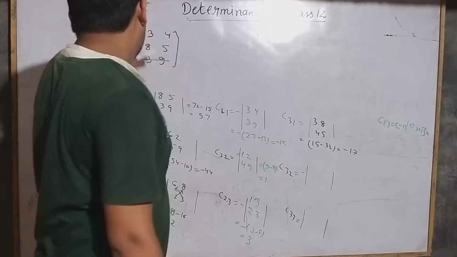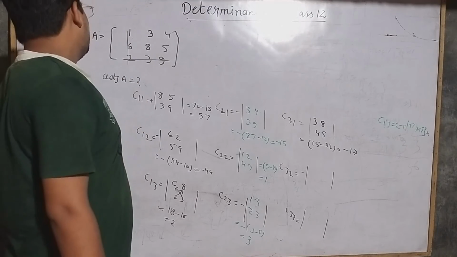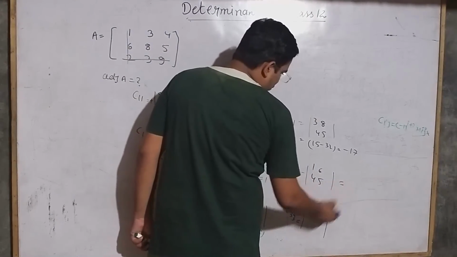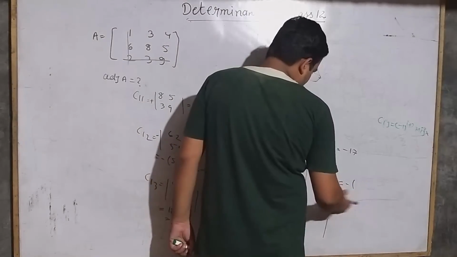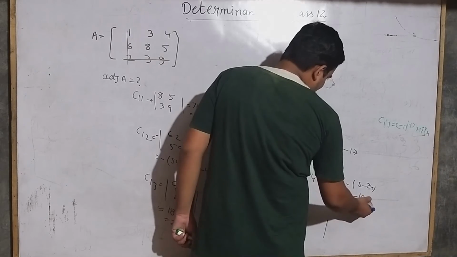After this, look at this. I am going to erase R3 and C2. What I will get is 1 6 4 5. I will do the multiplication. What will I get now? 5 times 1 is 5, 4 times 6 is 24. 5 minus 24 becomes minus 19.